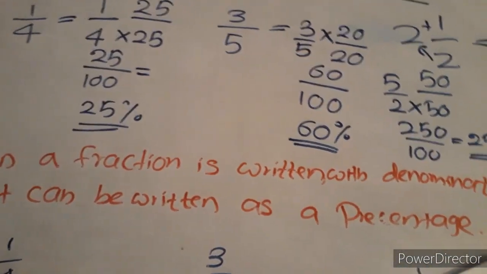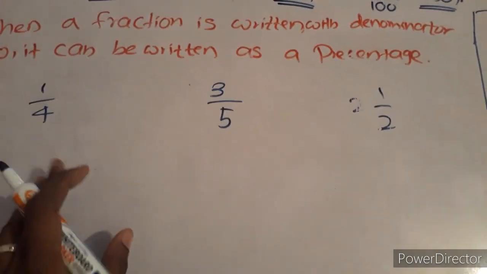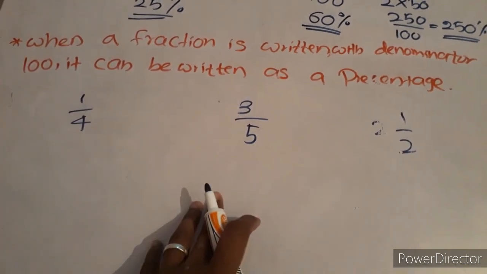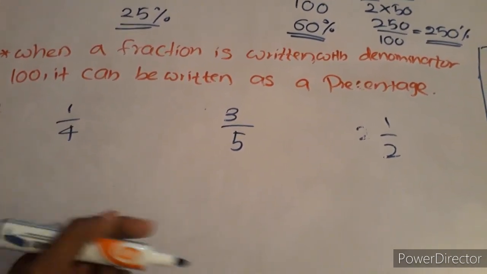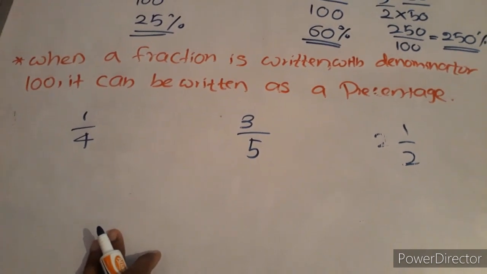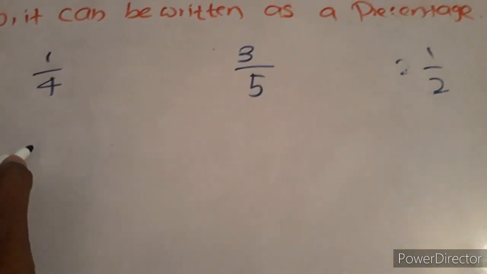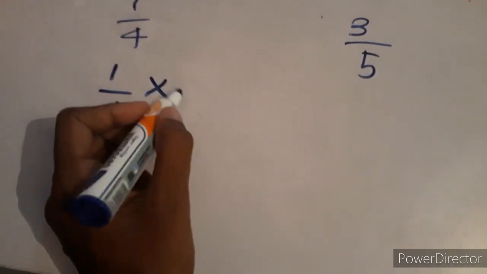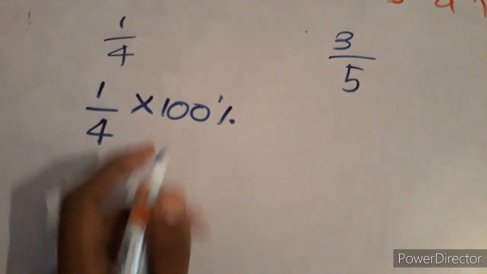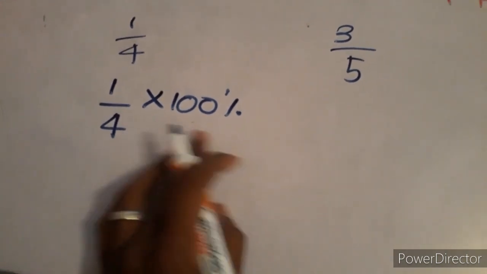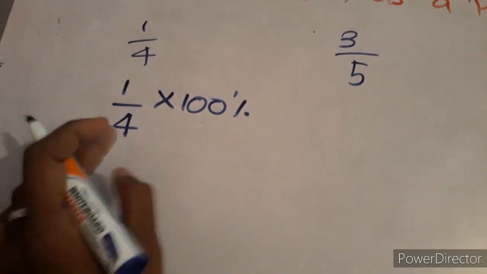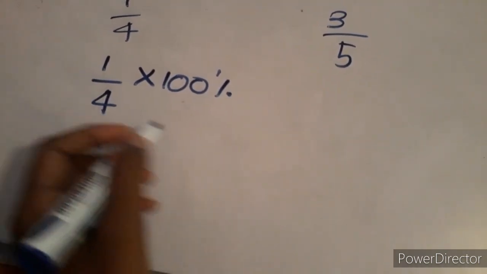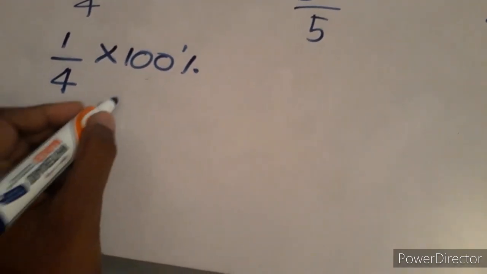Now we'll see how to write this fraction as a percentage another way, using another method. We can use this directly. We can write it using 100%. This we can use to convert it. So then it becomes 100 divided by 4, like this.